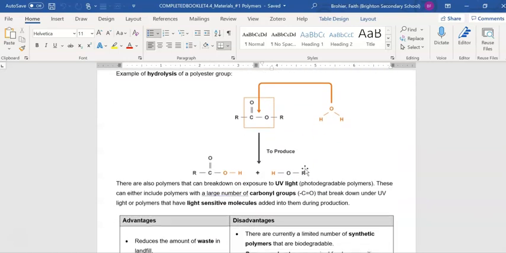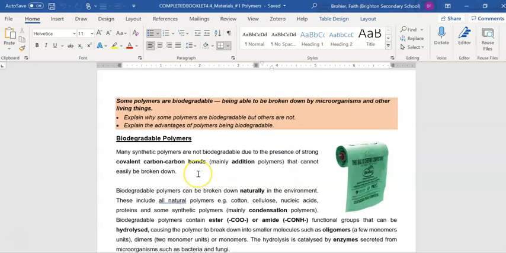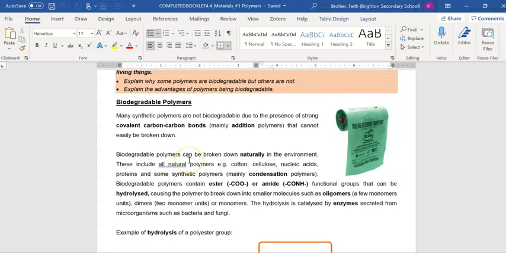Okay, so the final thing we want to talk about is why some polymers are biodegradable whilst others are not. Many synthetic polymers are not biodegradable due to those covalent bonds: if you break them, they're broken, and you can't really put them back together. At the moment, we do break them down naturally in the environment, however.